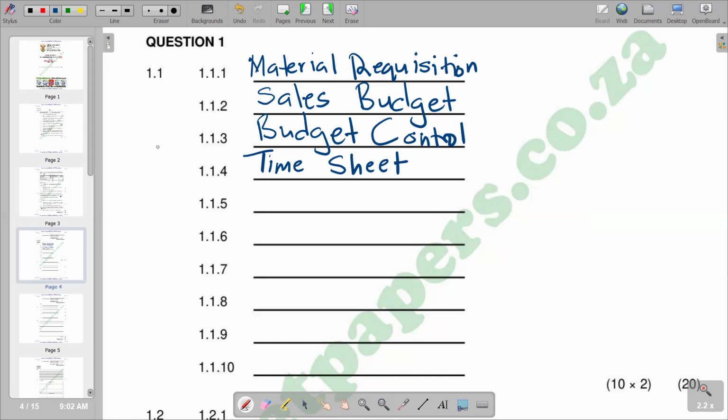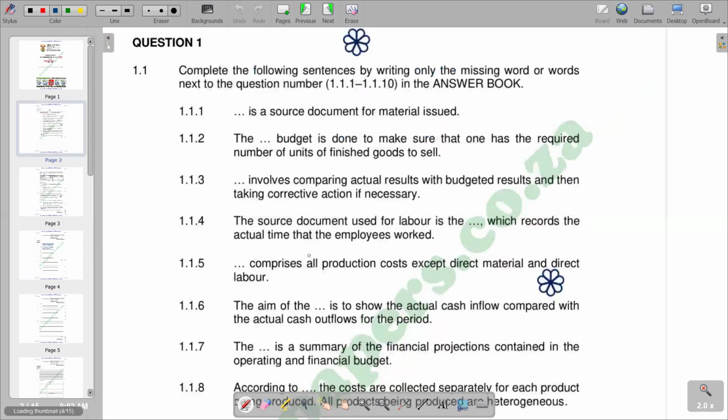Moving on to the next question, which is 1.1.5. This comprises all production costs except direct material and direct labor. So we know that all costs which don't include direct costs are described as indirect costs. So basically, indirect costs is a description of manufacturing overheads.